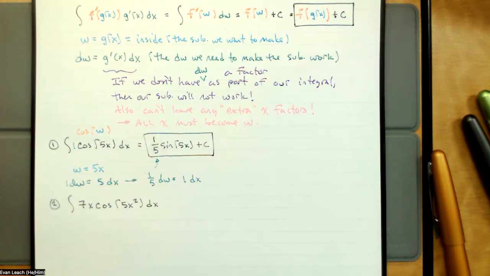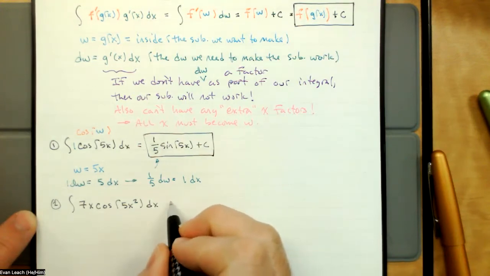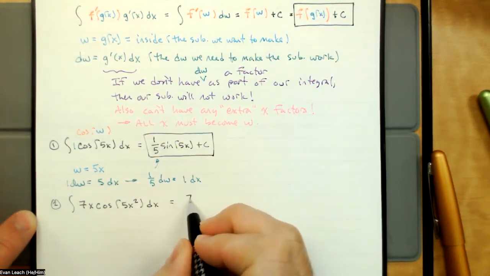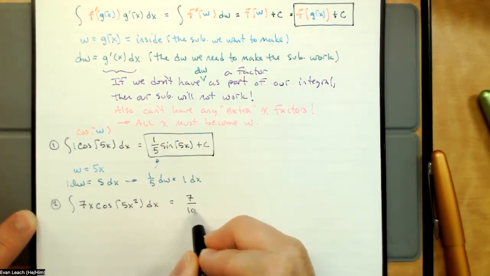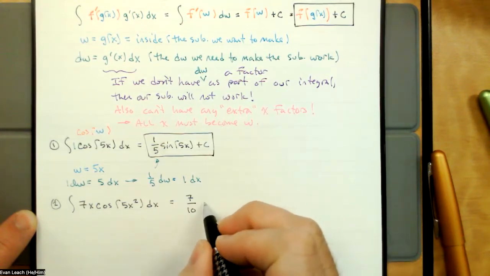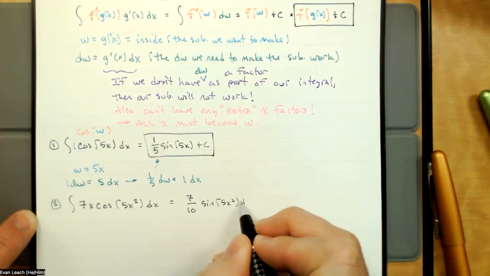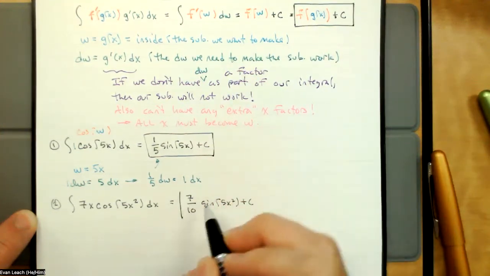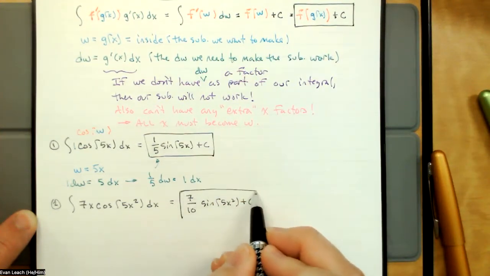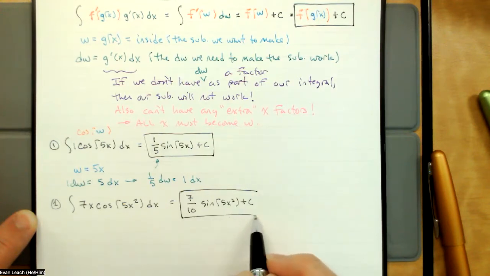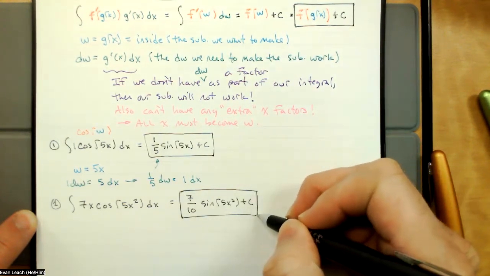So because the derivative of the inside, 5x squared, is going to be 10x, we're going to have this rogue factor of 10 going around. That's what gets divided by. Ideally, what we write is 7 over 10, from the derivative of the inside, sine of 5x squared plus c, because we don't want to lose 1 billion points. It used to be 1,000,000 points for not writing plus c, but inflation.